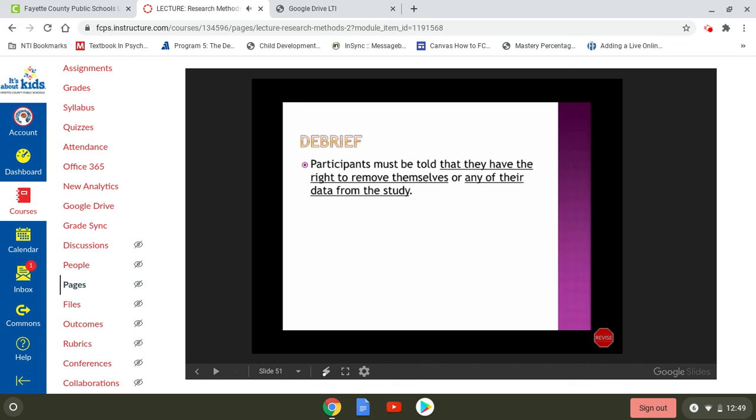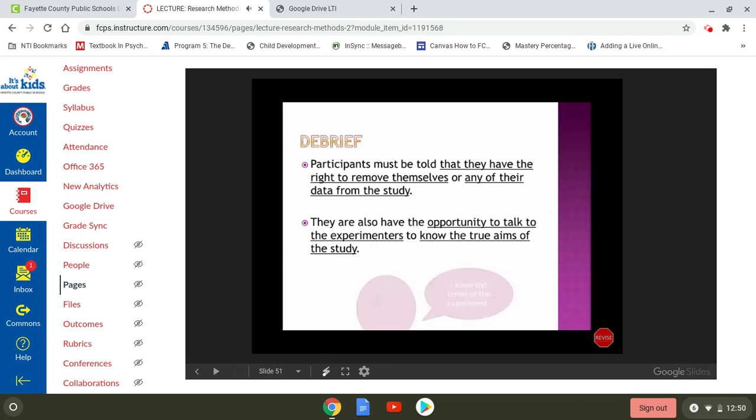So, debrief. This is a guideline where participants must be told that they have the right to remove themselves or any data from the study, and they're debriefed on their rights in this actual experiment. They are also told that they have the opportunity to talk to the experimenters to know the true aims of the study. So this debrief after the experiment allows them to know any information which they didn't know prior to it, and therefore makes them feel a lot better about what they've just gone through.